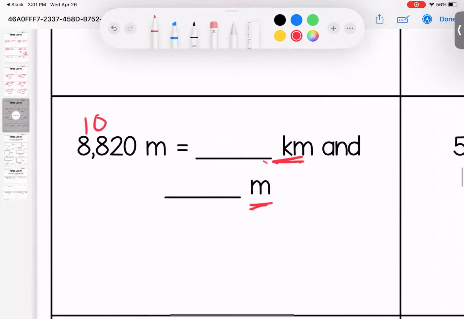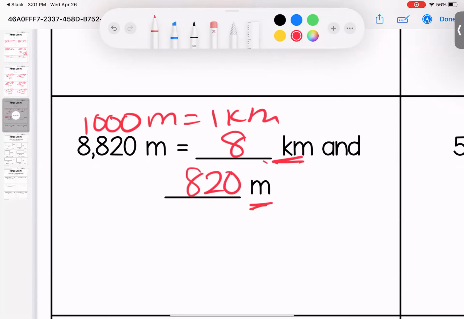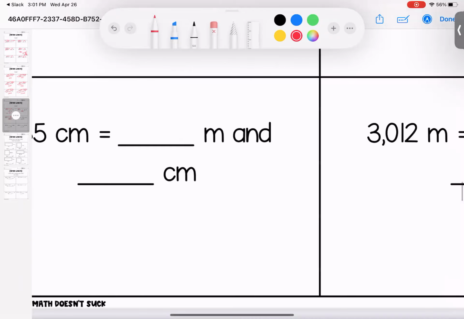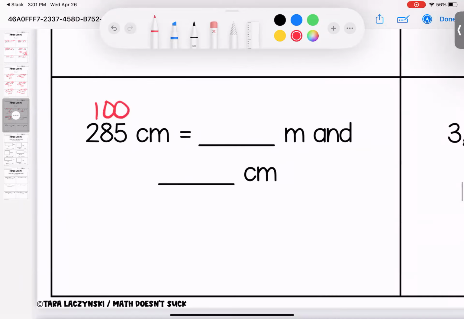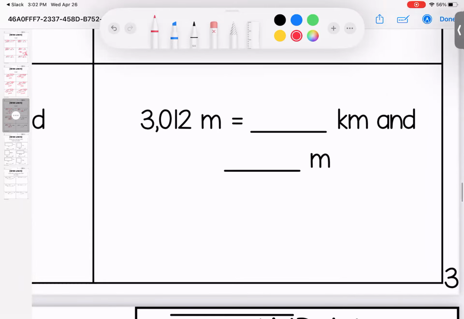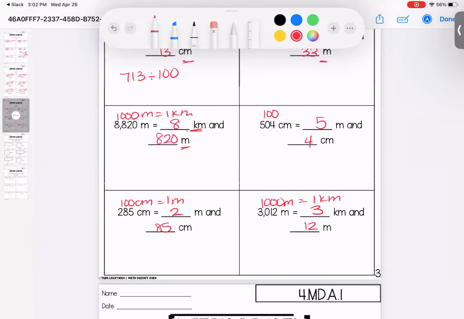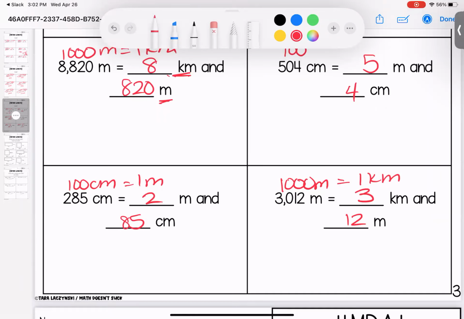Coming down here again, dividing by 1,000. I can get 8 kilometers. There's 820 meters left. Centimeters to meters, there's 100. I can get 5 meters with 4 centimeters left. There are 100 centimeters in a meter. I can get 2 meters with 85 centimeters left. Last one, 1,000 meters in 1 kilometer. 3 kilometers with 12 meters left. Questions on these? Bring them with you to class.